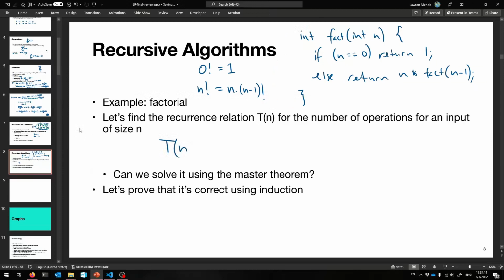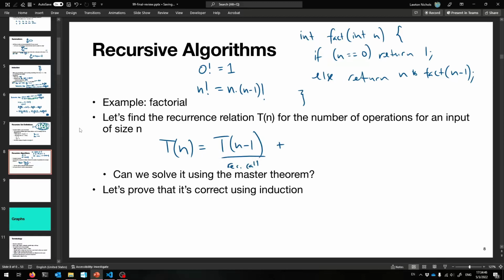Let's analyze it. So T of n, the number of operations when fact is called on n, is equal to, well, we usually only consider the recursive case, right? For this kind of relation, we say T of n is equal to, well, we have to make a recursive call in the recursive case, so it's however much time it takes to run the function with n minus 1. So it's a recurrence relation because it's defined in terms of itself. That's the amount of time it takes to do the recursive call.